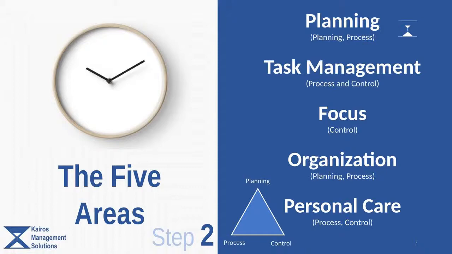It's your ability to be proactive and not reactive. Then there's organization, and there is planning and process in those particular areas. And so you want to focus in those 2 elements. And then personal care, which is really about taking care of yourself both mentally and physically. That's about process and control. So those are the 5 areas that you need to put your attention on: planning, task management, focus, organization, and personal care, in and amongst the 3 elements of planning, process, and control.